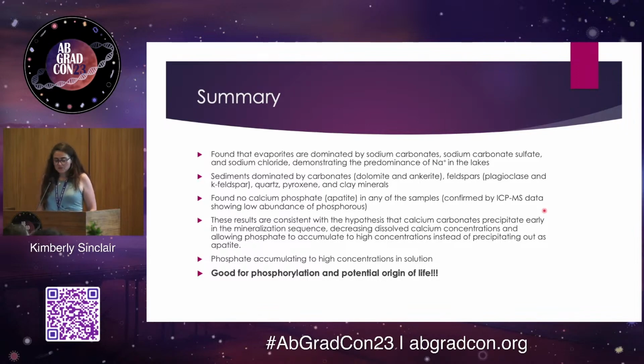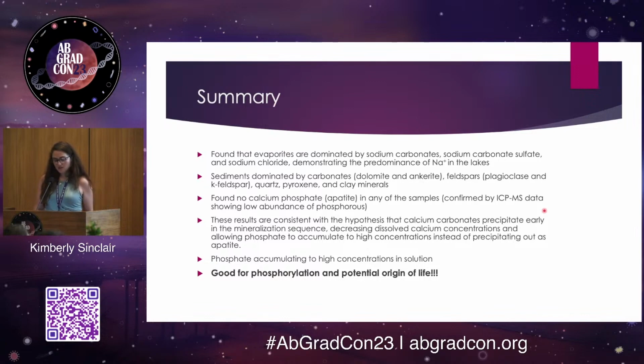However, the big takeaway was we found no calcium phosphate, which is that apatite I talked about earlier, in any of the samples. And this was confirmed by ICP-MS data, showing very low abundance of phosphorus in all of the different samples we've taken. So it's not just an XRD fluke, it's also backed up by elemental abundances.